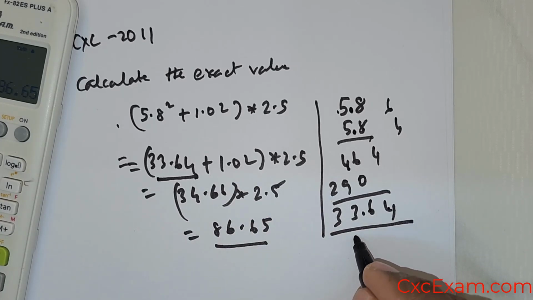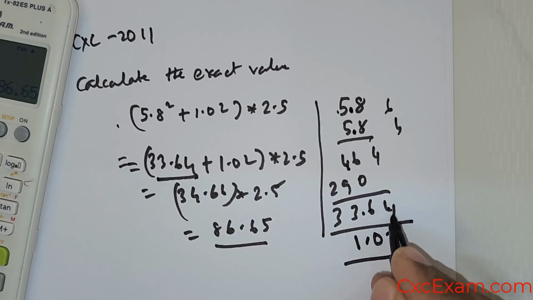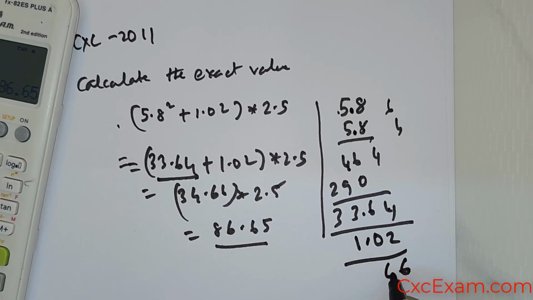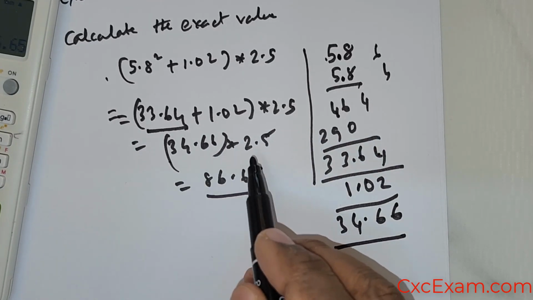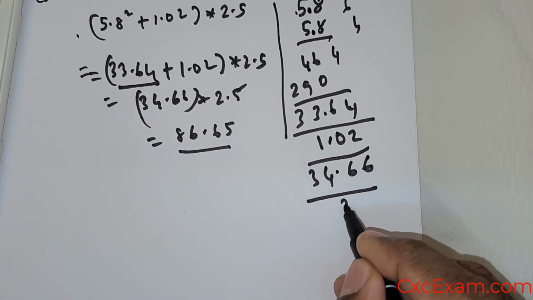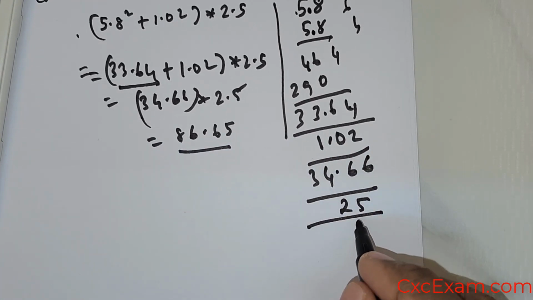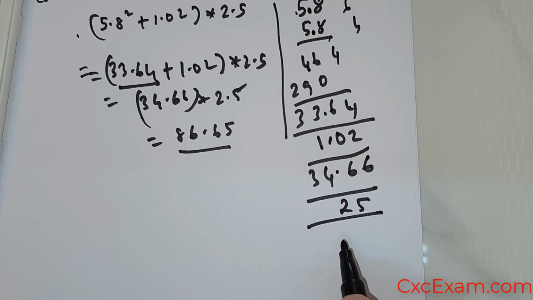How do you add 1.02? 4 added with 2 is 6, 6 added with 0 is 6, 3 added with 1 gives you 4, and that is going to be 34.66. Now you multiply with 2.5. I'm going to multiply it as 25, and then I will place in the digits.